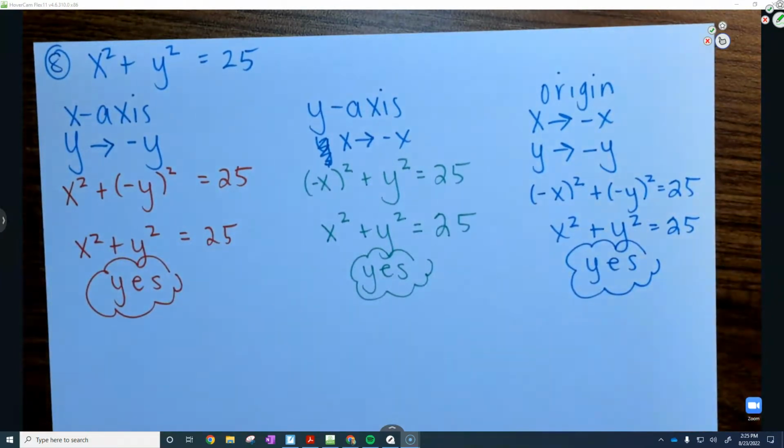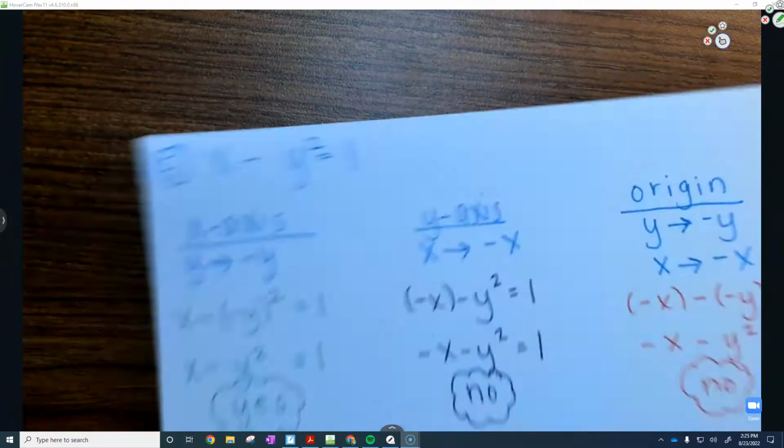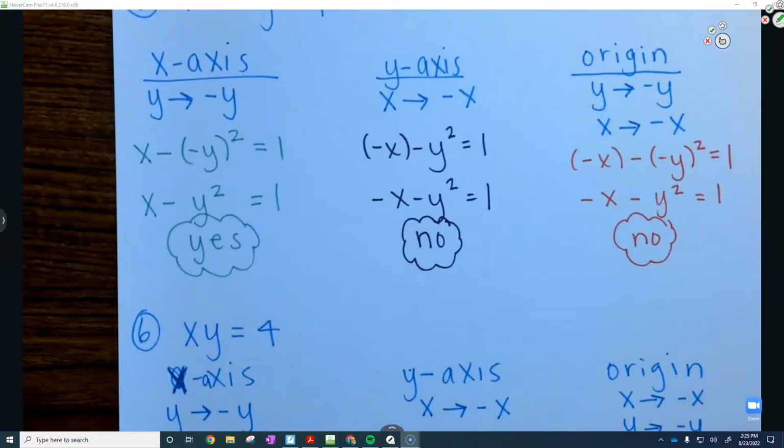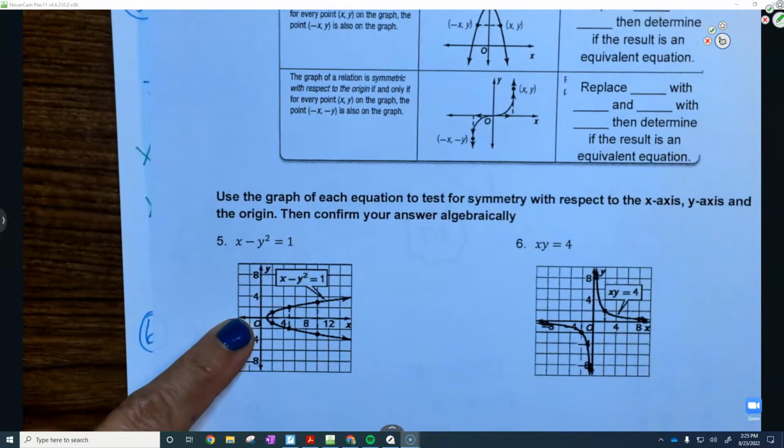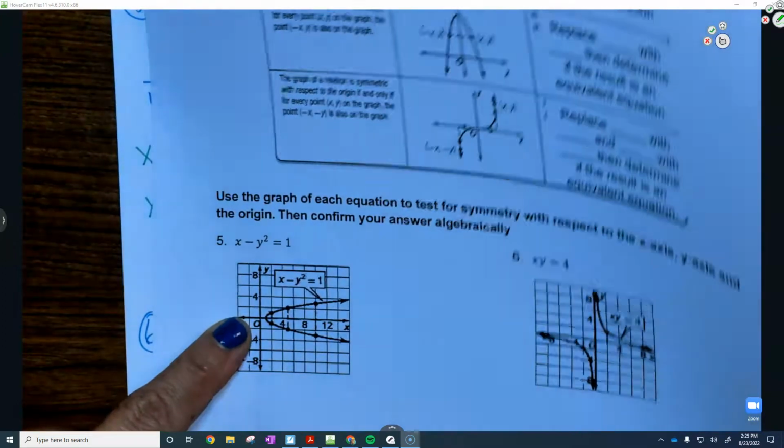Now look at your work and look at the x-axis. Which graphs were symmetrical about the x-axis? What problems? Number 5 and 8.